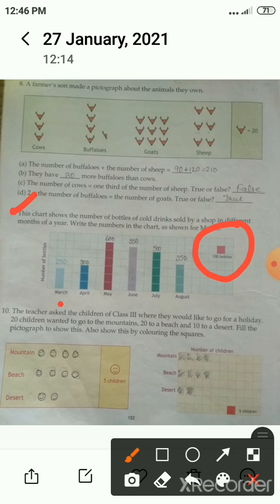In May 6 boxes are given, it means it is 600. In June 5 full boxes are given and 1 half, that means it is 550. In July 5 boxes are given, you have to write here 500. Now August, in August full 3 boxes, it means 300, and 1 half, it means 50. So the answer here is 350.